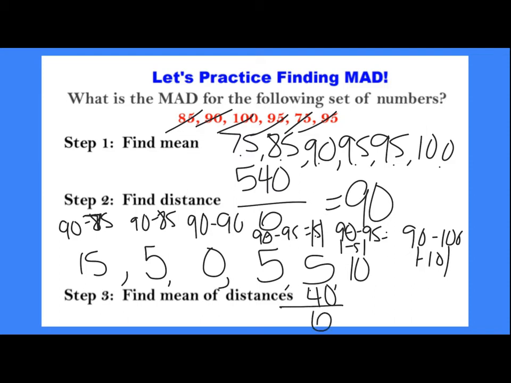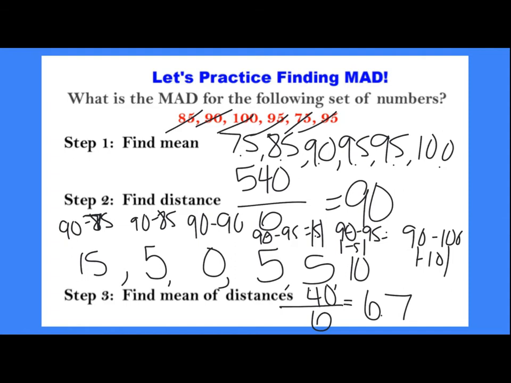We divide by how many there are, 6, and it is about 6.7. So those numbers were pretty far apart. They were about 6 above and about 6 below. If you look at the 75, that brought it down, but you also had the 100, which was 10 above. So that is the mean absolute deviation for this set of data.